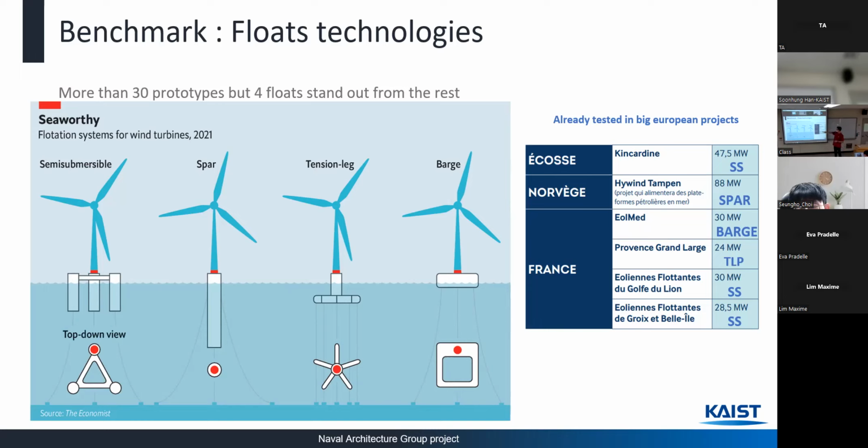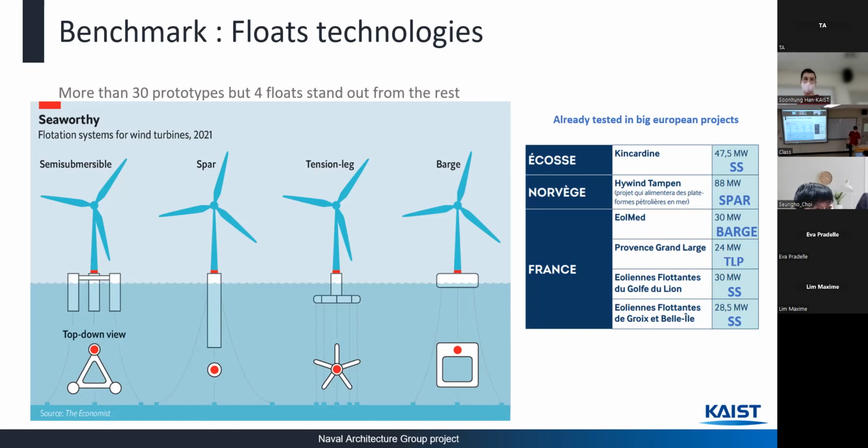These four floating systems have already been tested in European projects. In Scotland they use the semi-submersible. Norway uses the spar technique, and France uses the barge, the tension leg, and two semi-submersibles. We can notice that the most used is the semi-submersible, but it's for low power wind farms, like 50 megawatts, or 30, 28. And for the biggest wind farm, at 88 megawatts, they use the spar technique.